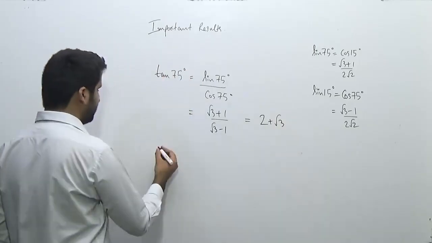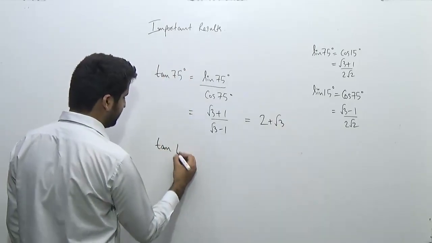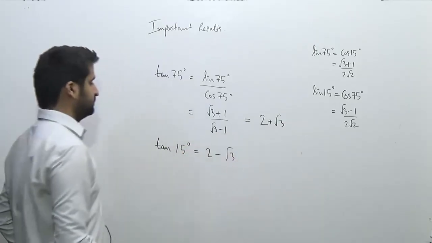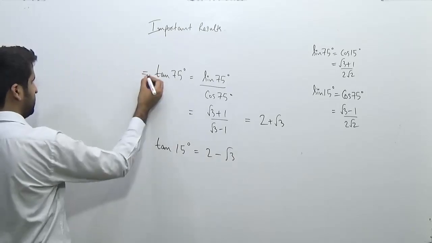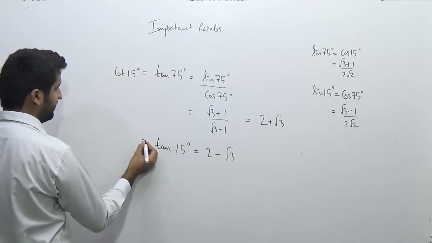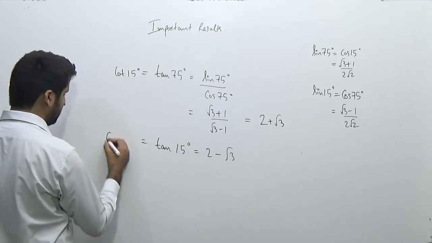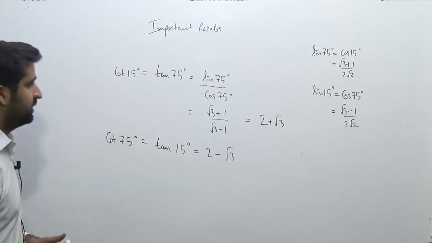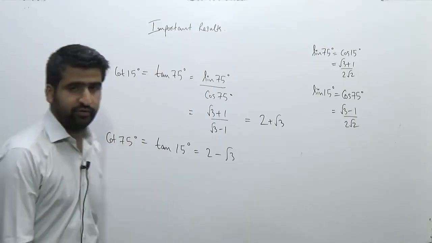And simply, in case of 15 degrees, this value will come out to be 2 minus root 3. So we can say that cot 15 is equal to tan 75 is equal to 2 plus root 3, and cot 75 is equal to tan 15 is equal to 2 minus root 3.